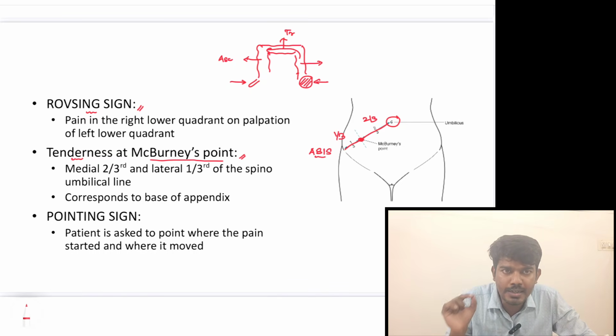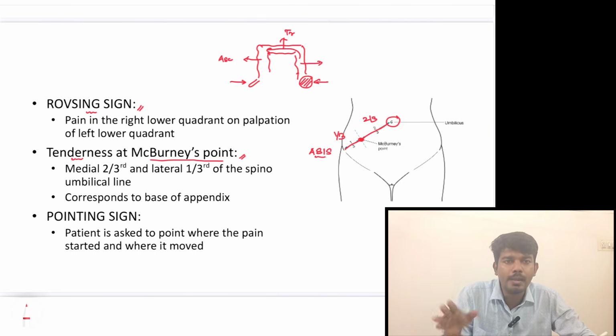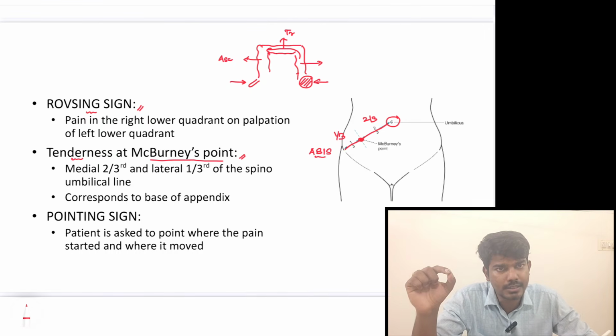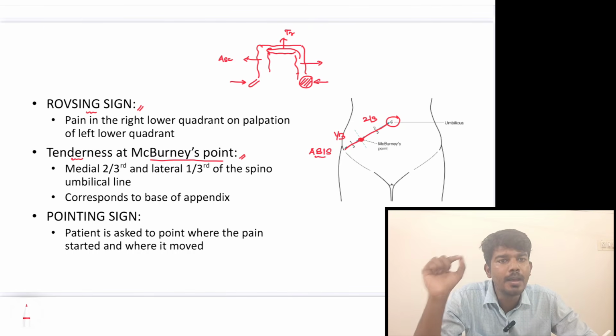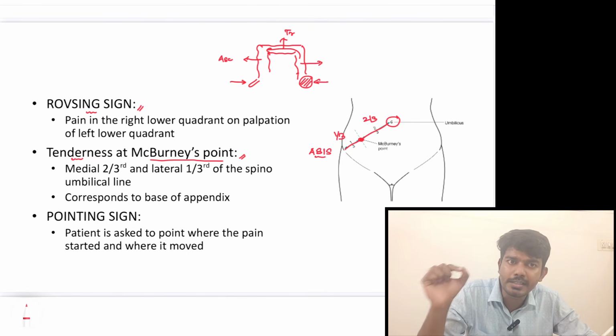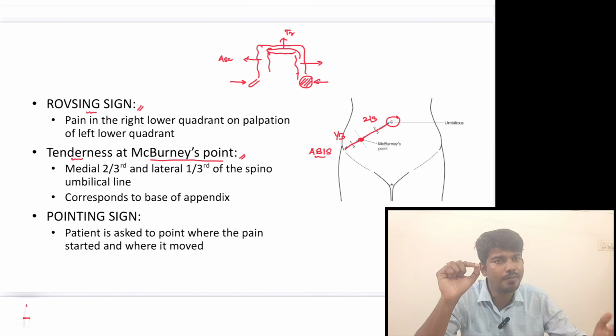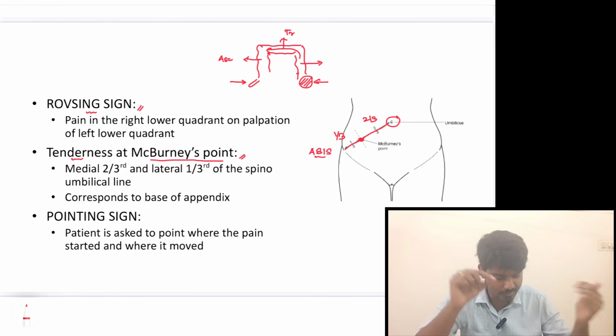What does this point correspond to? It corresponds to the base of the appendix. While pressing at this point, if the patient is having pain, that is suggestive of acute appendicitis. So, tenderness at McBurney's point. This point is also important for placing the incisions during surgeries. We will be discussing that in further slides.